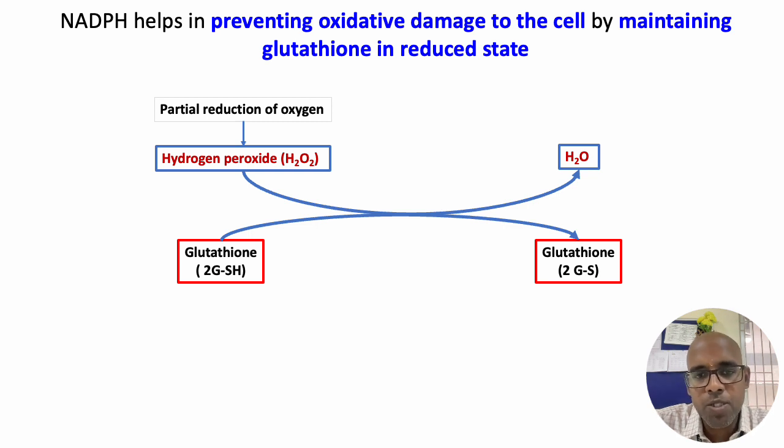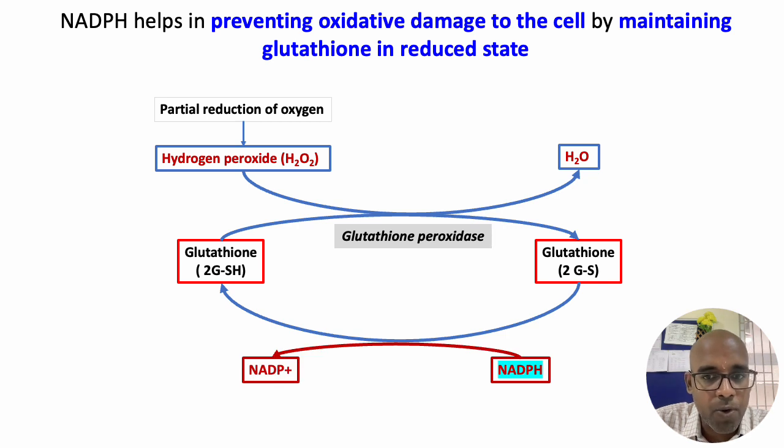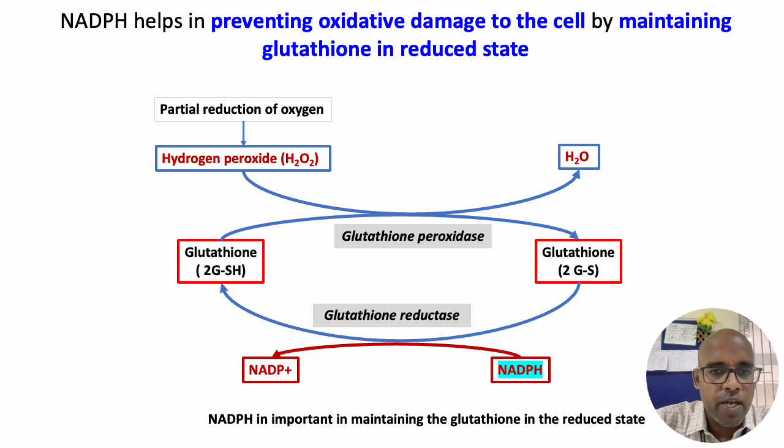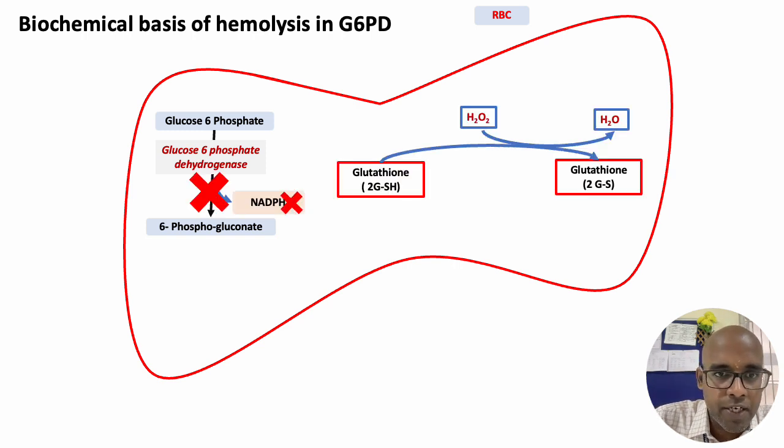So the main purpose of NADPH is to replenish the glutathione back into its reduced state, as you see here. NADPH is very essential for maintaining the glutathione in the reduced state.